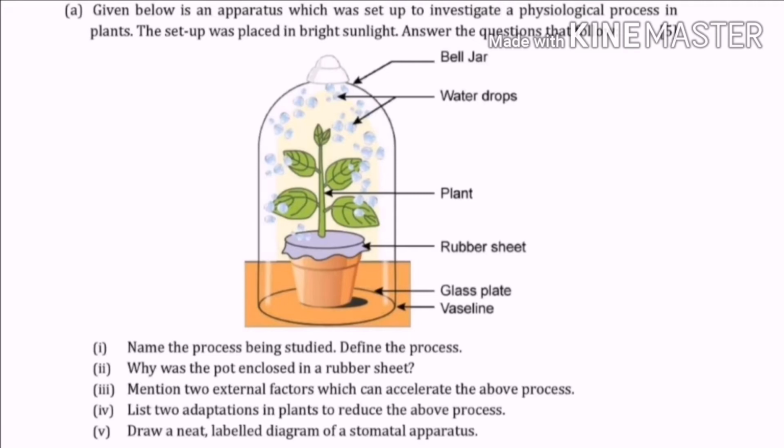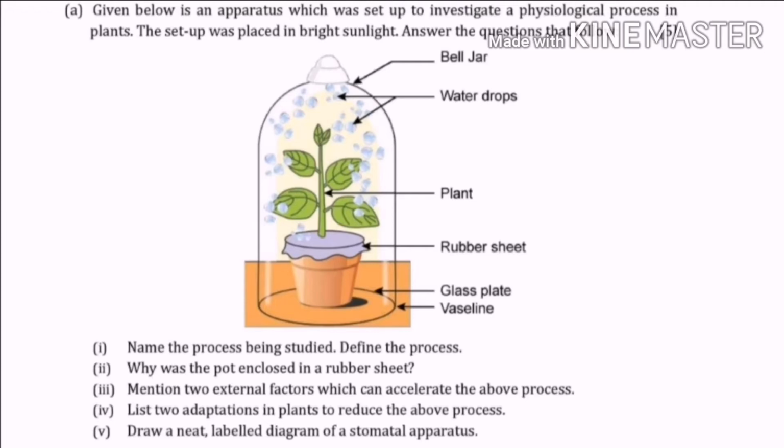Number 3, mention 2 external factors which can accelerate the above process. The external factors which we have already discussed in the last video were sunlight, wind or temperature. So we'll write the 2 external factors which can accelerate the process are, number 1, temperature. When there is a high temperature outside, more transpiration takes place, and an increase in temperature allows more water to evaporate. And the second point will be velocity of the wind. Transpiration increases with the velocity of the wind.